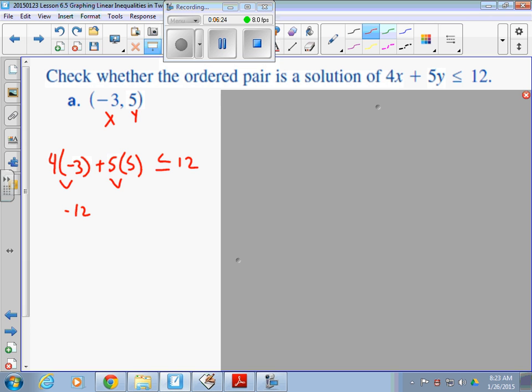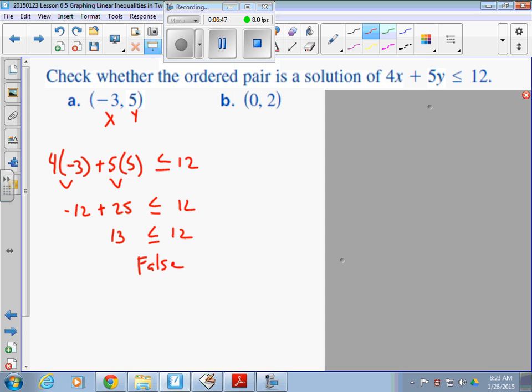Do it like this: -12, plus 5 times 5 is plus 25, is less than or equal to 12. -12 plus 25, you've got to subtract them. You're going to get something that says 13 is less than or equal to 12. Remember, the big mouth eats the big number. This is a false statement. That's false, plugging in those numbers, -3 and 5. Almost always with this stuff, you're going to be using 1 and 0.